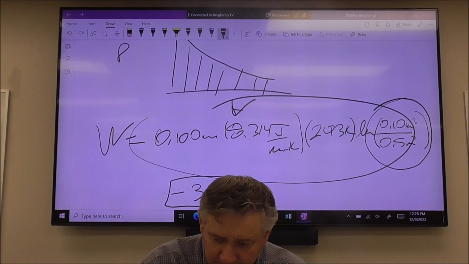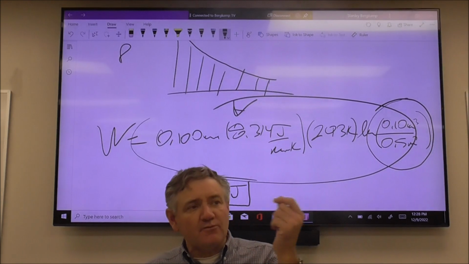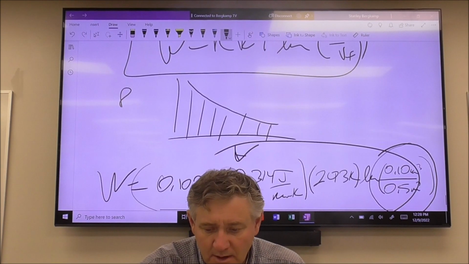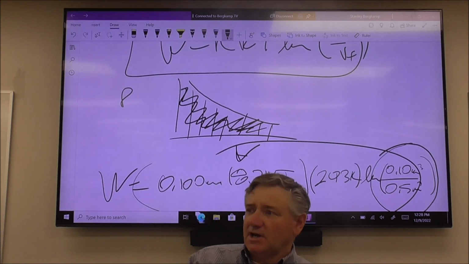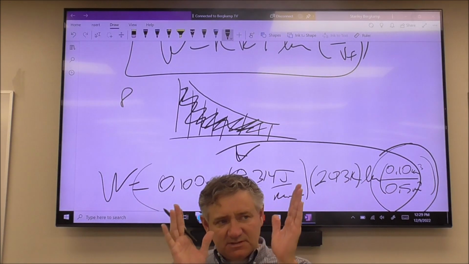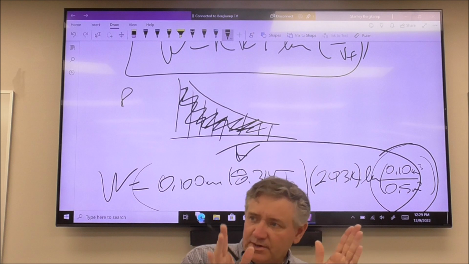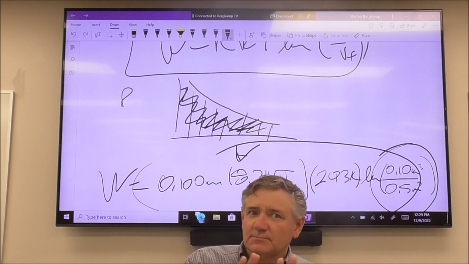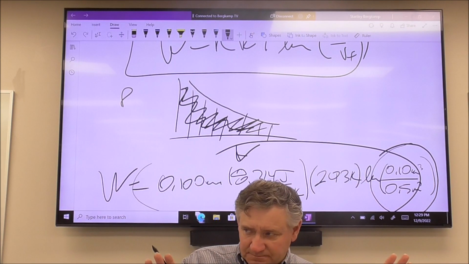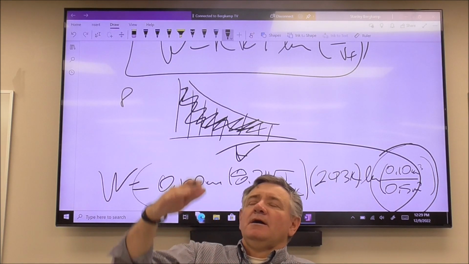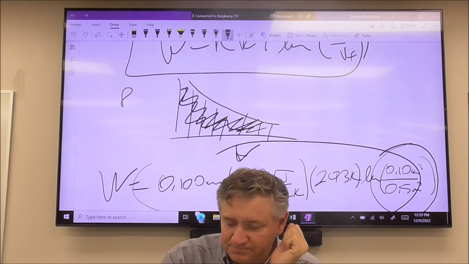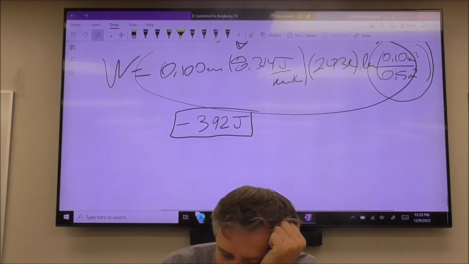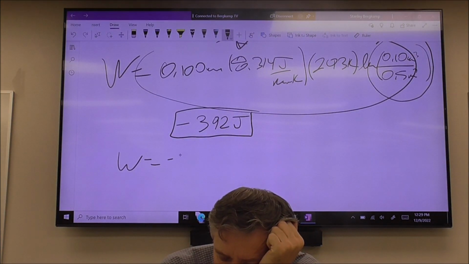Joules. Okay? So what that represents is the area underneath this line. That negative 392 represents the numeric value underneath that curve. Everybody hip with this? Now, last and final step. We just found work to be negative 392 joules.